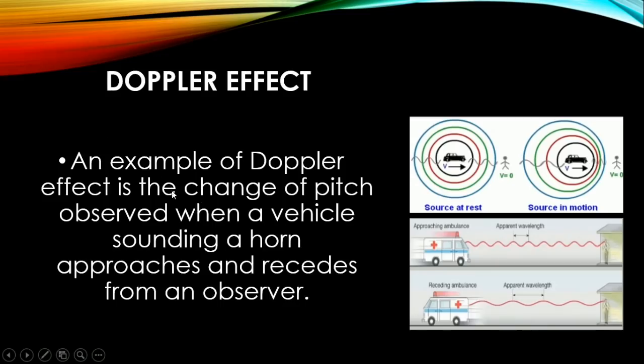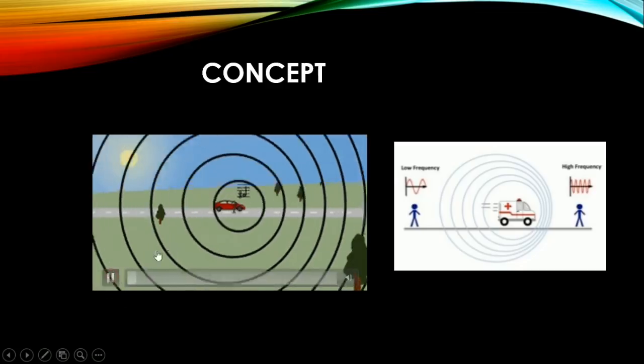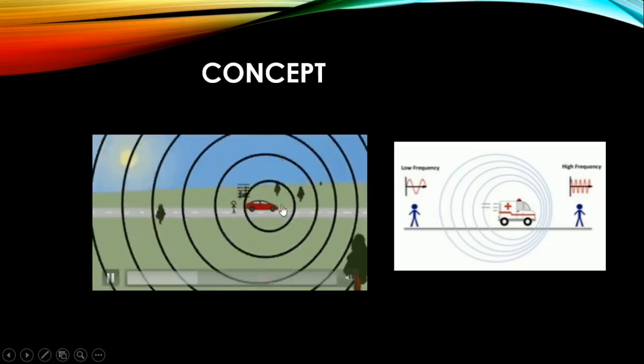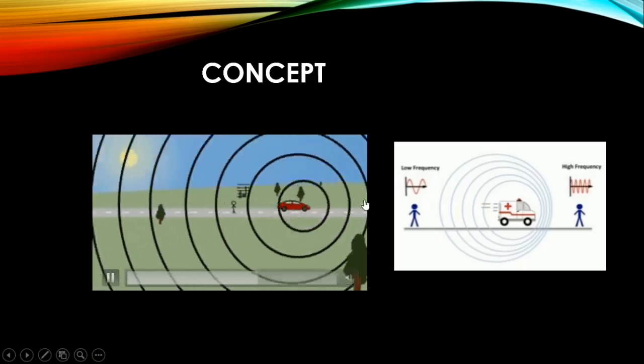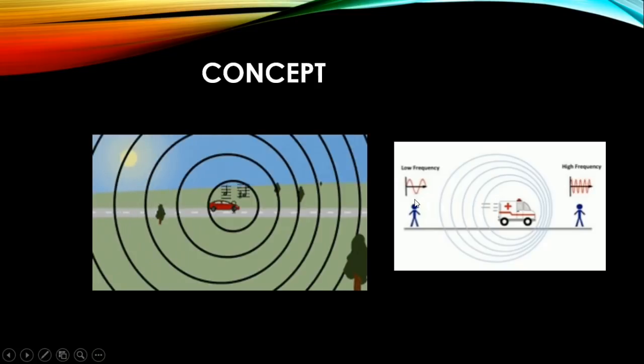An example of Doppler effect is the change of pitch observed when a vehicle sounding a horn approaches and recedes from an observer. See, in this case, when the vehicle is approaching the observer, there is an increase in frequency, decrease in wavelength, and increase in pitch. See the difference. And when it is moving away from the observer, the apparent wavelength increases. This is better understood in this way. See, the vehicle is approaching towards the observer. So high frequency means high pitch and low frequency means low pitch.